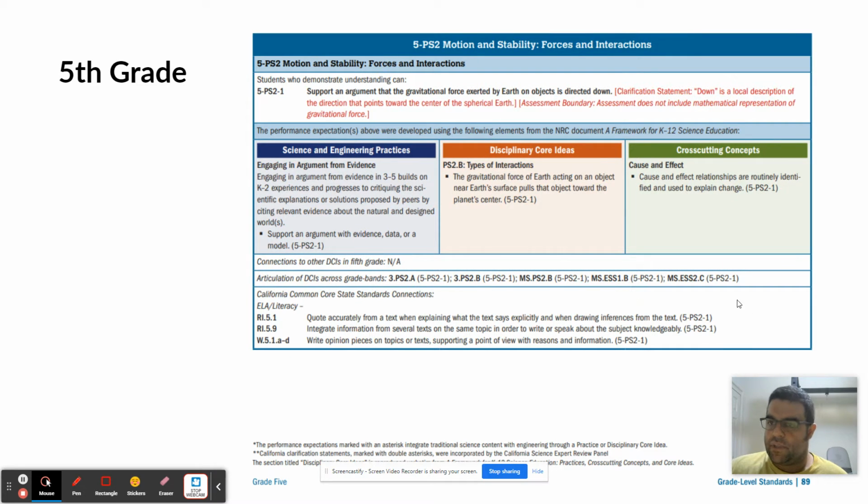Okay, well, let's start with this here, our 5PS2 motion and stability. The point of this is we want students to understand that Earth's gravity pulls things down to the Earth's spherical center.